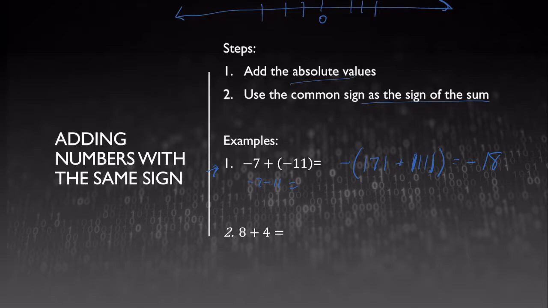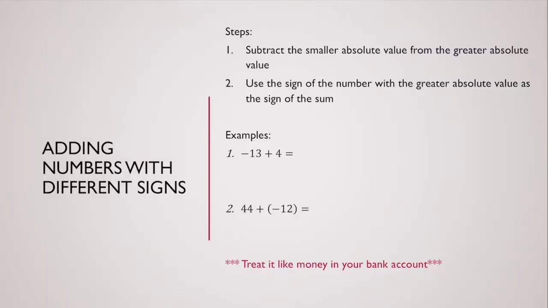8 and 4, again, I'm sure you know how to add these, but the text suggests to take the absolute value of both numbers and then use the common sign. So because both of these are positive, I'd have a positive 8 plus 4, which is 12, which felt really redundant. But if you're having difficulty understanding how to add negative numbers, this is a great place to start.